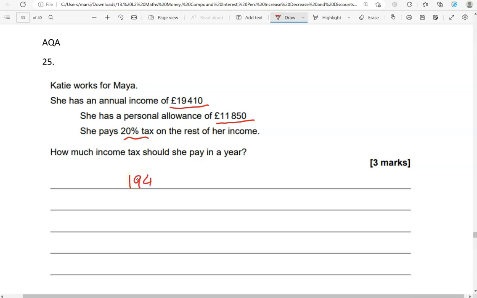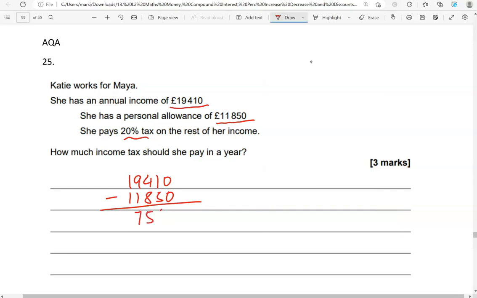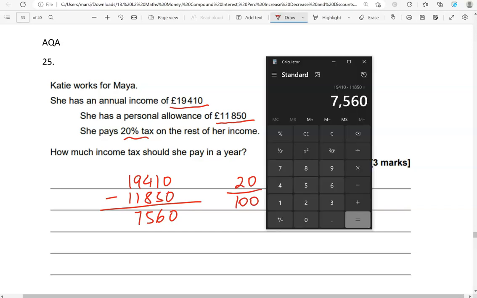So 19,410 take away 11,850 should give us the taxable income, which is £7,560. So she pays 20% of that, so that's going to be 20 out of 100 of the £7,560. So it's like multiplying the number by 0.2, which is 1,512.